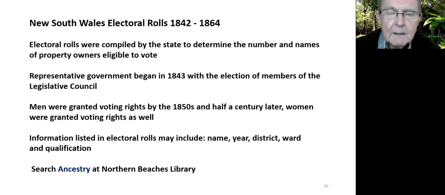The New South Wales electoral roll covers 1842 to 1864. Again, the information is available through Ancestry at Northern Beaches Library. Interesting that men were granted the voting rights in 1850 and women started quite some time later. I think it was about, yes, it was 50 years after that.